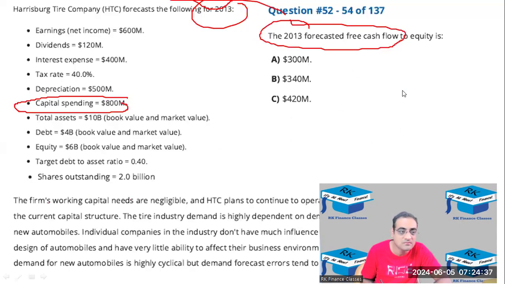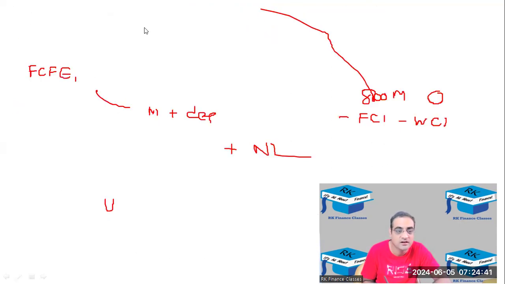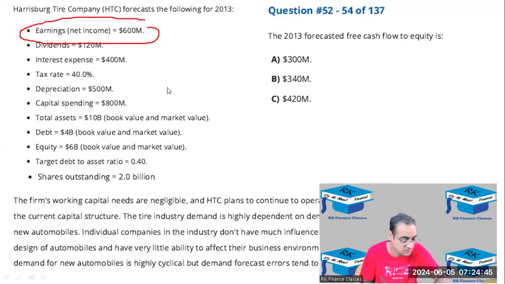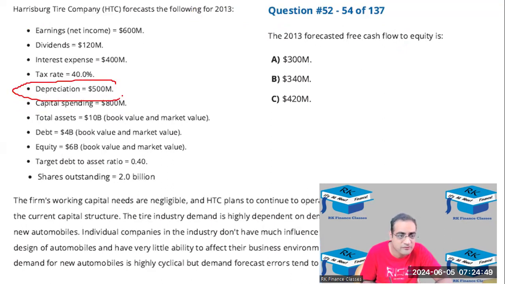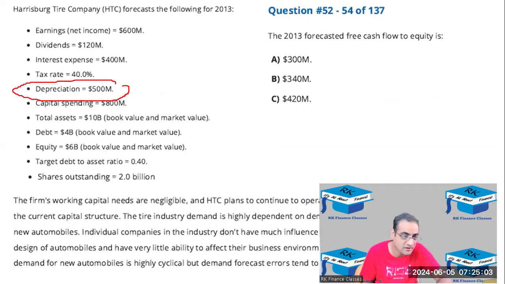Now comes net income. Net income is also given over here straight, 600 million. Depreciation, let's see. Depreciation is 500, but apart from that, do we have some amortization or some non-cash charges? No. So depreciation is 500. Then what remains is net loan. Now here is the important point.